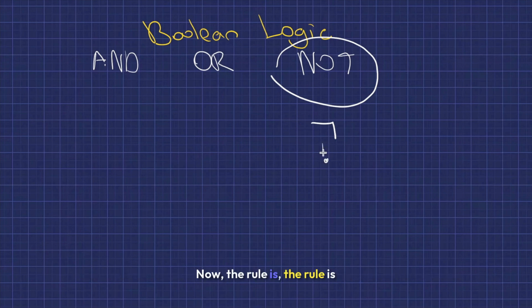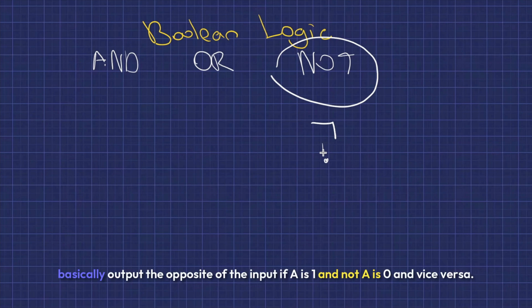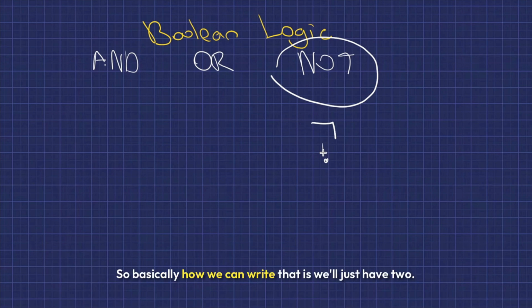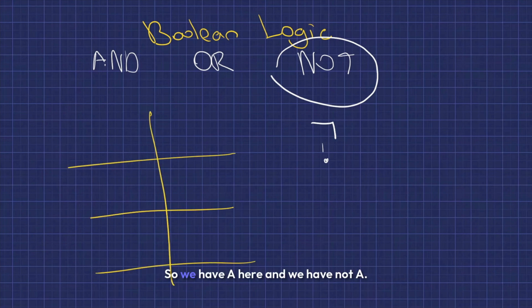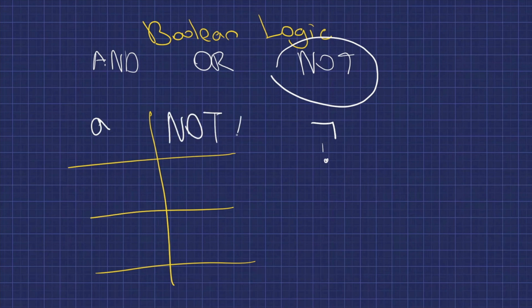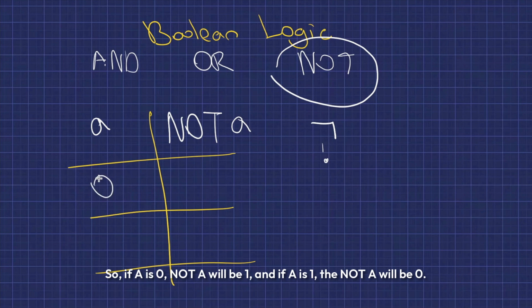The rule is basically to output the opposite of the input. If A is 1, not A is 0, and vice versa. So basically how we can write that is we will just have two columns. We have A here and we have not A. This is so easy here. If A is 0, not A will be 1. And if A is 1, not A will be 0.